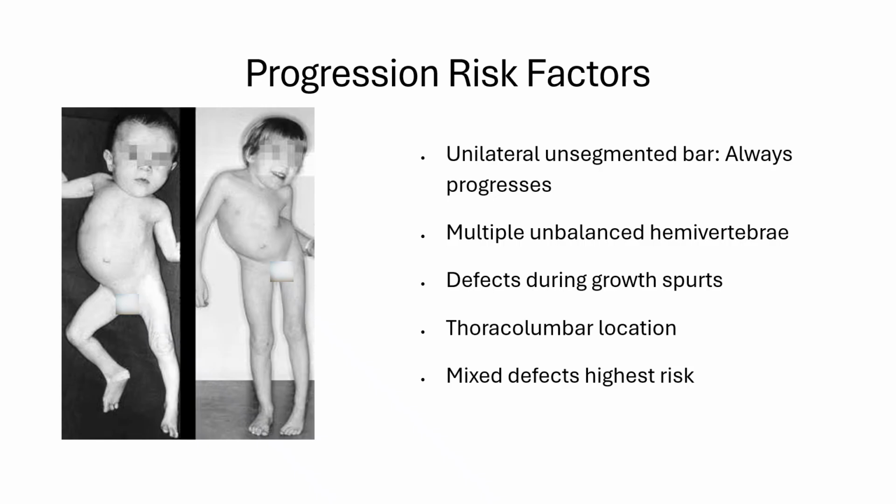The thoracolumbar location proves particularly problematic because this represents the junction between the relatively rigid thoracic spine and the more flexible lumbar spine, creating mechanical stress concentration. Mixed defects carry the highest risk because they combine the worst aspects of both formation and segmentation failures, creating powerful forces that drive rapid, severe progression.